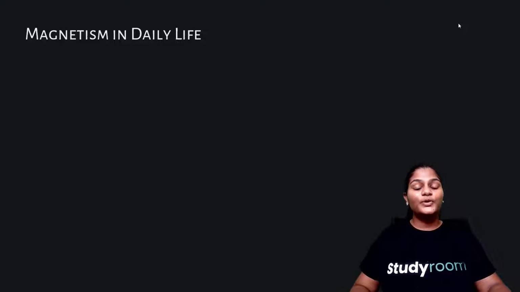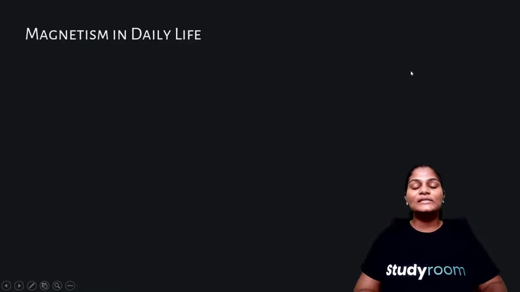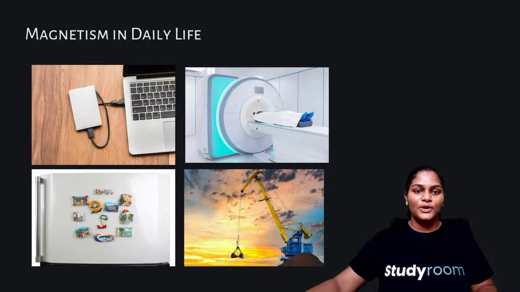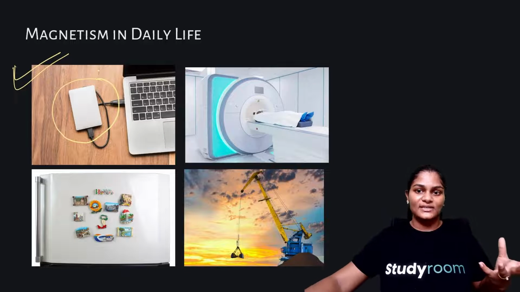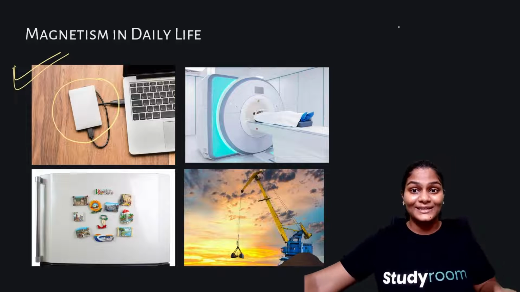So now we're going to look at some examples of magnetism in daily life. This is something that you all have seen around you. What is the first picture? This picture shows you a computer hard drive, right? This also uses the phenomenon of magnetism in storing the data in it.